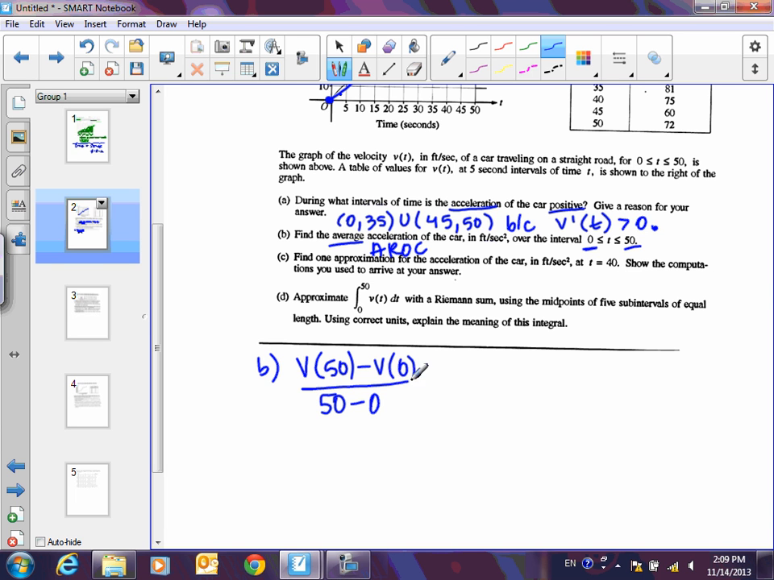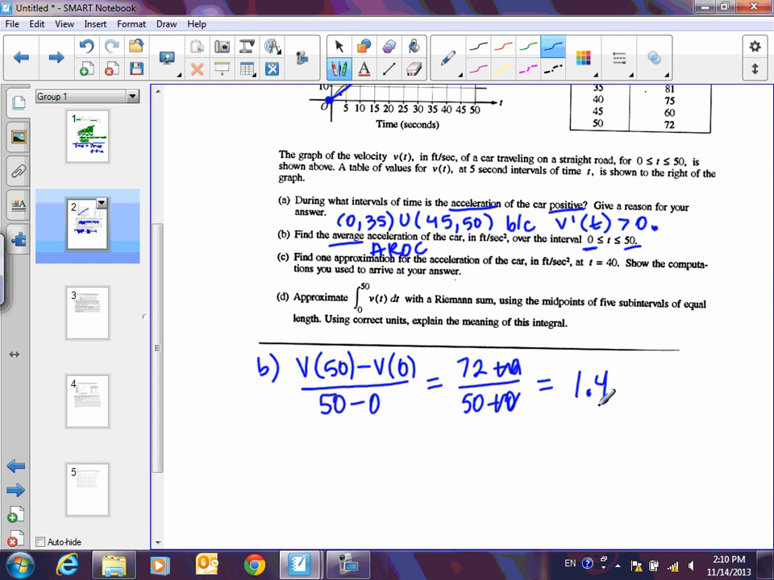On the AP test, you got to do this. It doesn't matter if you understand it and then you just write down the number because you did it in your head. You got to get the point. You got to show the average rate of change formula, so to speak. All right. V of 50 is 72. V of 0 is 0. And we don't have to write minus 0 again. That would be okay. But 72 divided by 50 turns out to be 1.4.